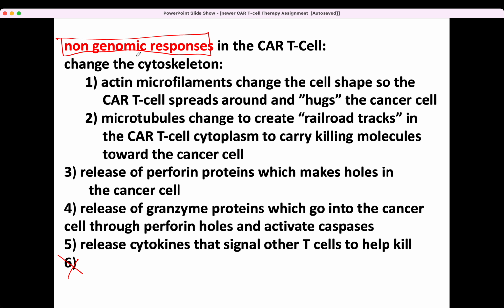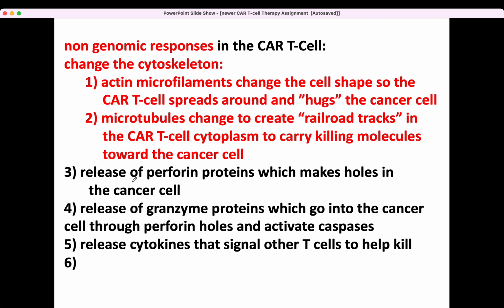And so there are going to be changes in the cytoskeleton, and I've got an image of what that looks like. We'll talk through these. And then there are going to be changes in the types of proteins that are getting released from the cell. Some of them are going to encourage that target cell, that cancer cell, to go through apoptosis. Others are going to be released and bind to other, different kinds of T cells, to have them help with this job and help kill that target cell.